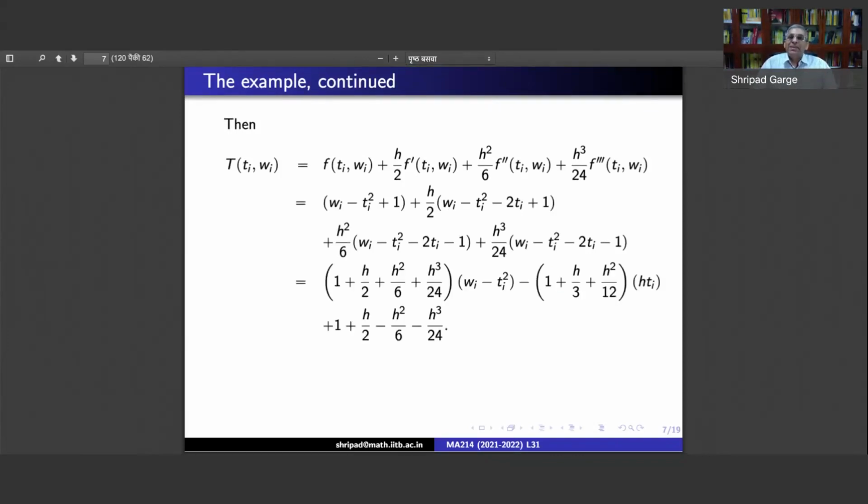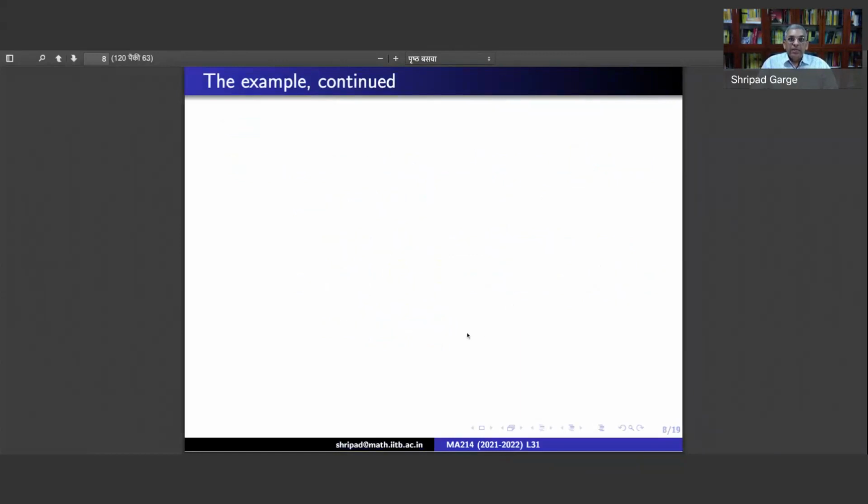Let's not try to remember all these values. We will come back and forth whenever we need to cross check. But this is how capital T of t_i, w_i looks. What we have done is taken most of the values involving h in the bracket, and whenever there is a common quantity in terms of w_i and t_i square, we can take it out. And the Taylor method of order 4 is this.